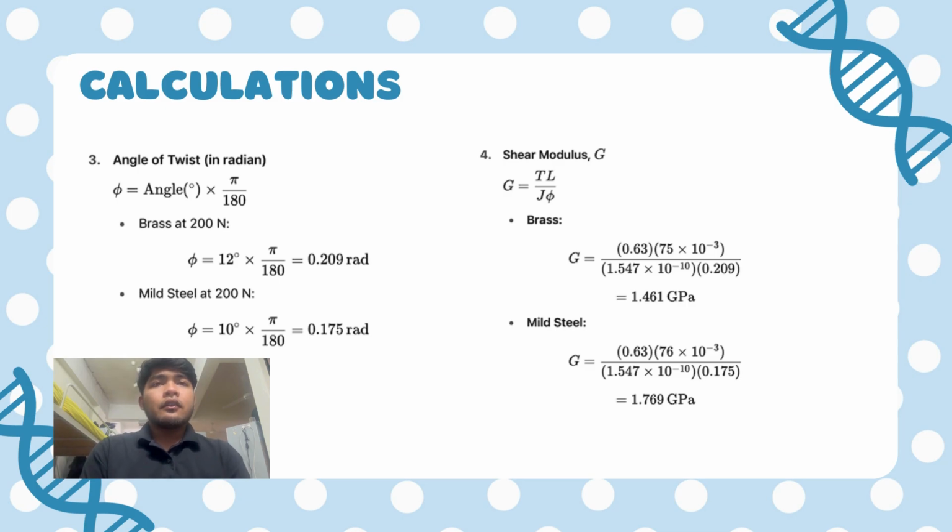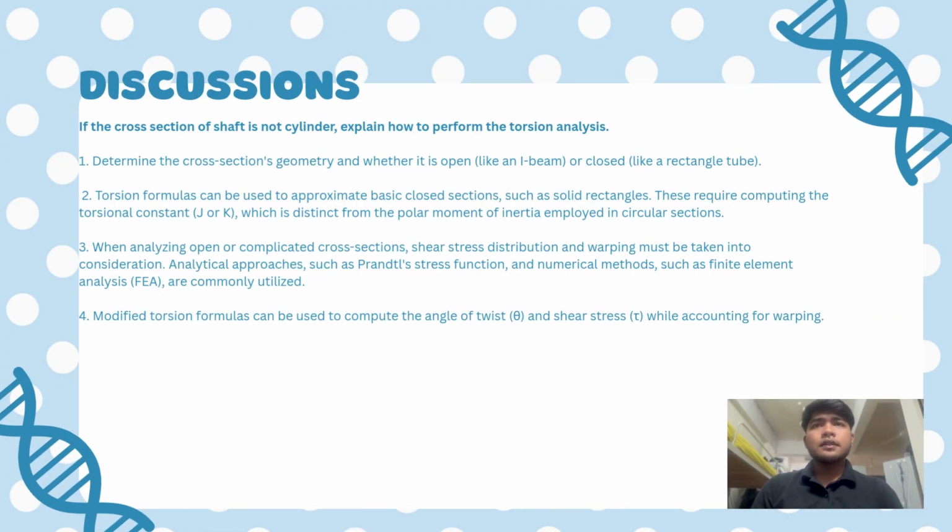Then for the mild steel shaft, G equals open bracket 0.63 close bracket multiply 66 multiply 10 to the power of negative 3, close bracket, and divide by 1.547 multiply 10 to the power of negative 10, close bracket, and multiply 0.175. So the answer is 1.769 GPa. Okay, we go through the discussions.